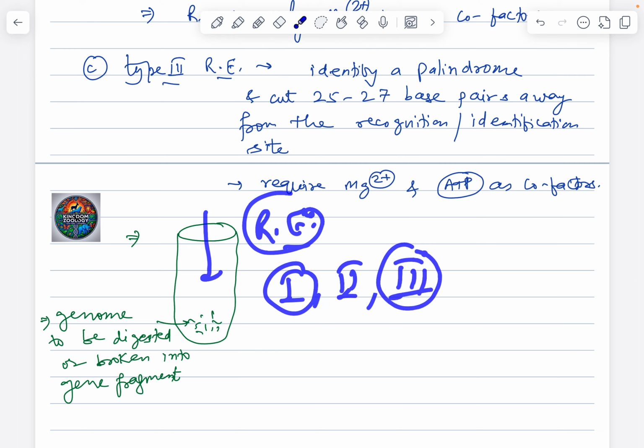The problem with using these enzymes is they will be identifying a particular recognition site on the palindrome and will attach to it. But what type of fragments will they produce? Random fragments, because we have no idea where they are going to cut.